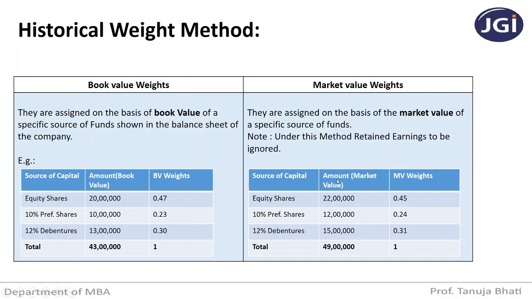These were just examples to show you how the weights are derived. In case of book value weights, the weights are calculated on the basis of the book value of the individual source of finance. In case of market value weights, you will calculate the weights based on the market value of each source of capital or each source of fund and not the book value. In the exam, they will specify whether you have to calculate book value weights or market value weights, based on which you have to do the calculations. And if nothing is specified, go in for book value weights. So these two weights come under the historical weight method.